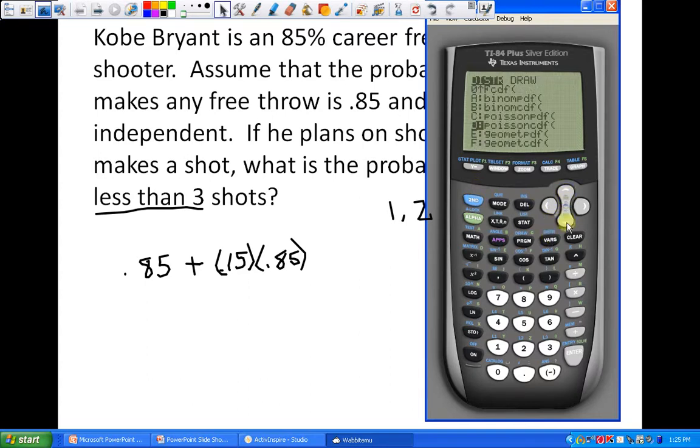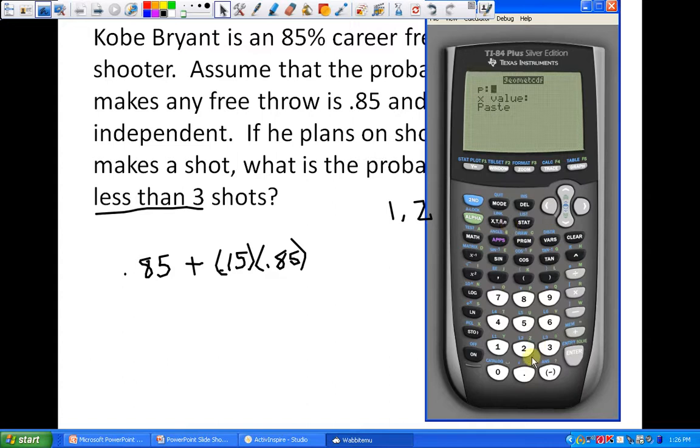This is now geometric CDF. And remember, just like binomial, geometric CDF means that or less. So if I'm getting 1 or 2, then I want 2 or less, which is the same thing as less than 3. So my x value is going to be 2 here.